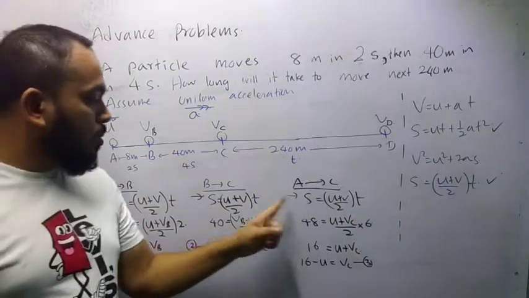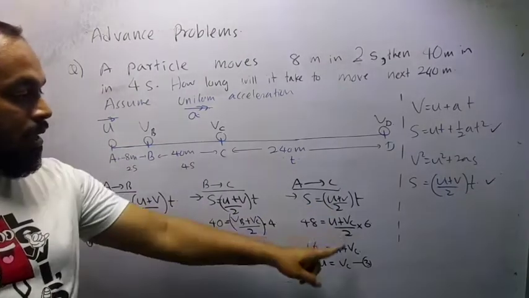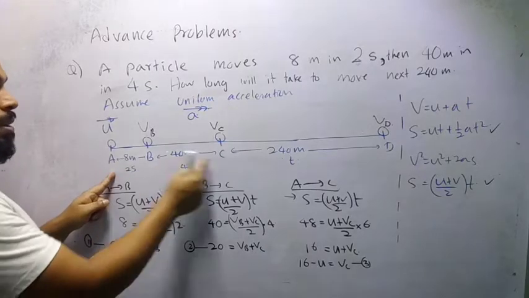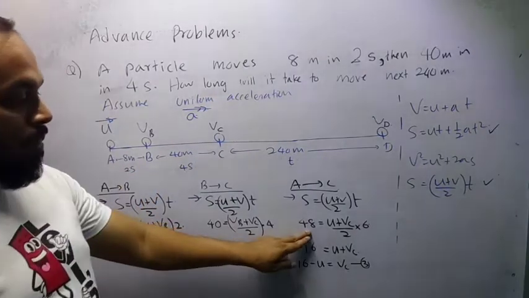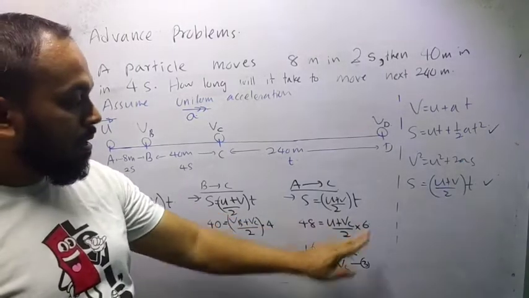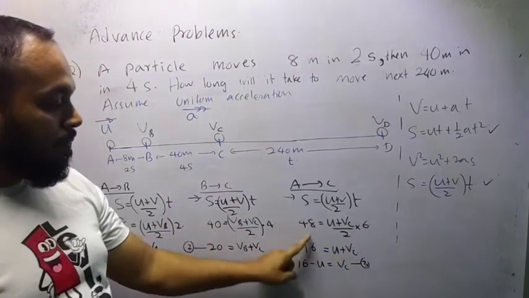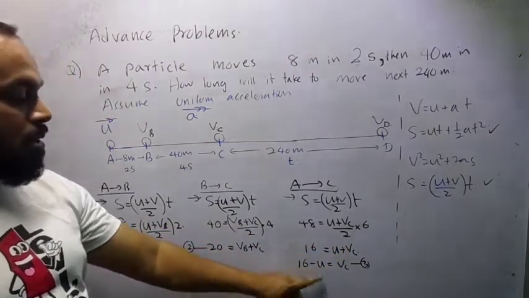Right. So when you consider motion from A to C, then S equals (U plus V) by 2 times T. T is 6 seconds, 2 seconds and 4 seconds. From A to B takes 4 seconds, and there are 48 meters. Then we put 6 here, 6 seconds. After taking this, 48 divided by 3 comes. U plus VC equals 16, so VC equals 16 minus U.